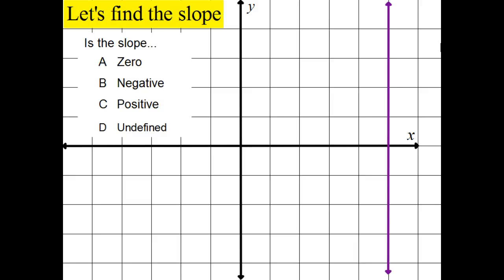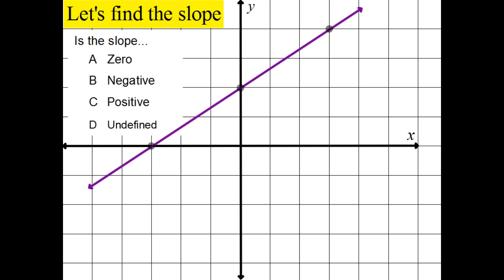So you tell me in your notes. Maybe draw a sketch of the line, and then tell me which it is going to be: A, B, C, or D. Is it going to be 0, negative, positive, or undefined? Well, good. I'm hoping you said D. D is the correct answer. It is undefined. All right, let's try another one. Is the slope here A, 0, B, negative, C, positive, or D, undefined?